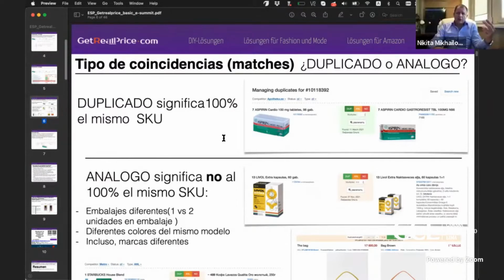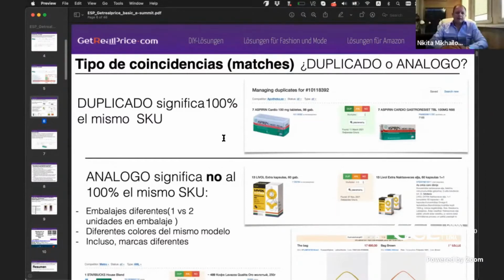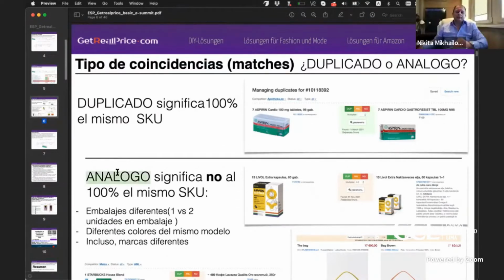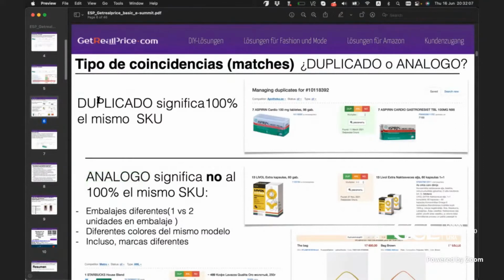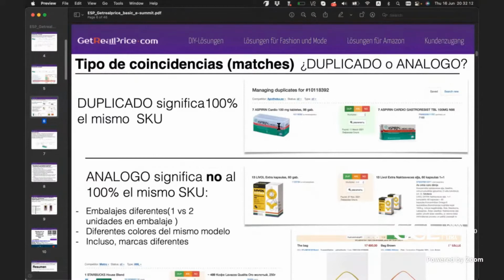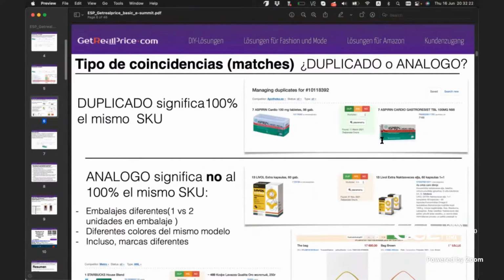There are actually two ways or two types of matches. The first of them we call duplicate, and the second one we call analog. So duplicate is a self-explanatory thing. It's like the same aspirin in a different web shop.